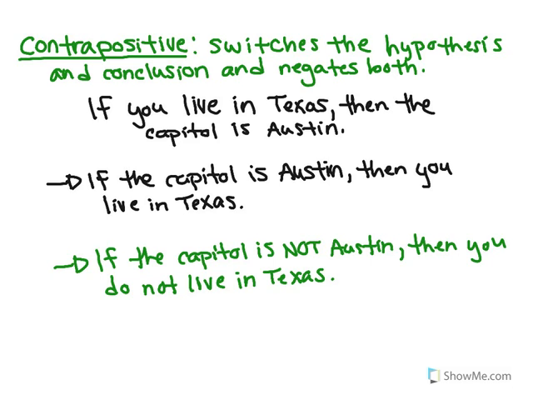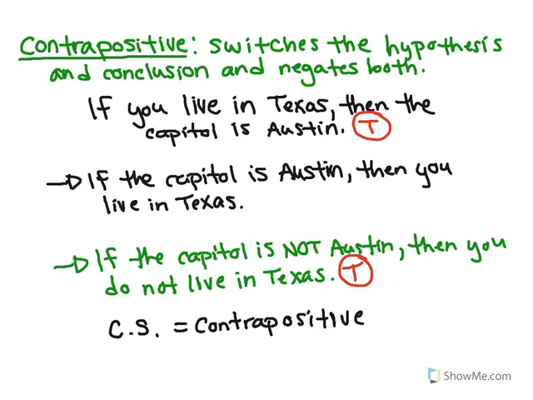And what's interesting about the contrapositive statement is it has the same exact truth value as the original conditional statement. So if you live in Texas, then the capital is Austin. That's a true statement. If we look at the contrapositive, it should also be true. If the capital is not Austin, then you do not live in Texas. And if we're talking relative to the United States, that is also a true statement. And this is always going to happen. The conditional statement will always be equal to the truth value of the contrapositive.